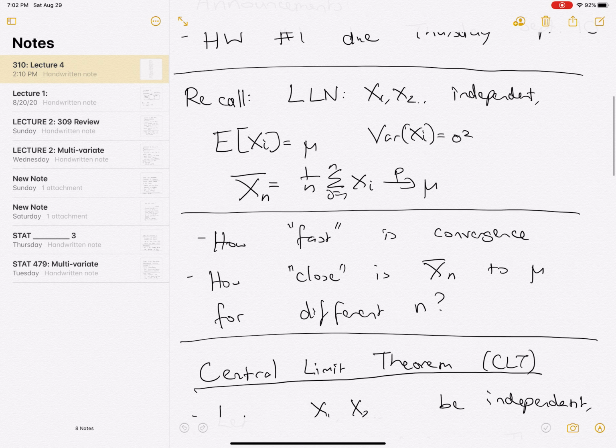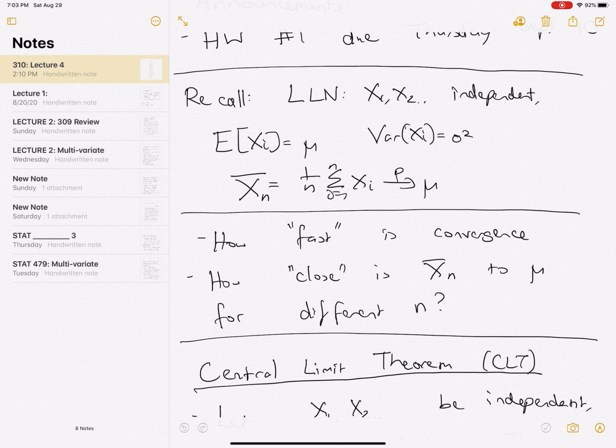Just to recall what was covered in lecture 3. One of the things we covered was the law of large numbers. The setup was that you have a bunch of independent random variables where the expectation is the parameter mu and the variance is sigma squared. The law of large numbers asserted that if you take the sample mean, which is 1 over n times the sum of the Xi's, that converges in probability to mu.